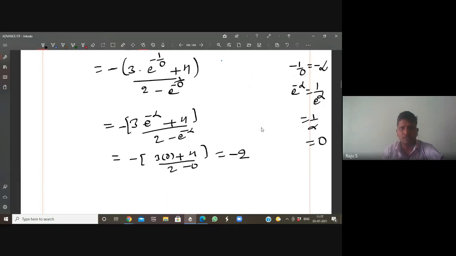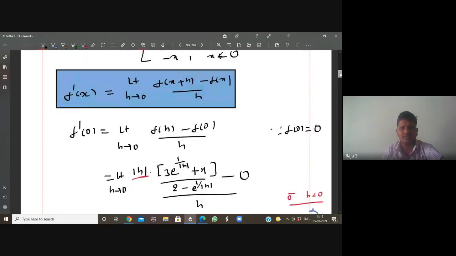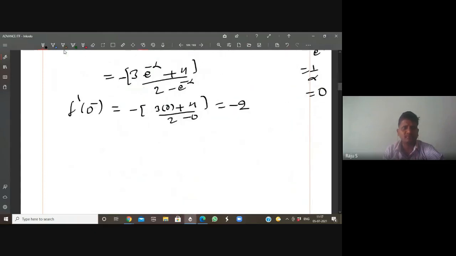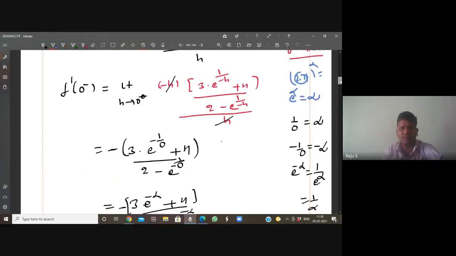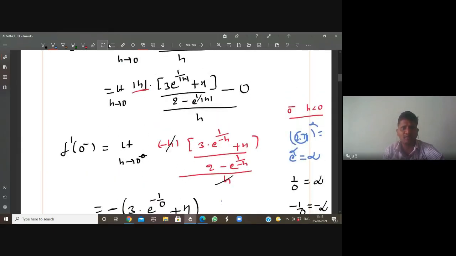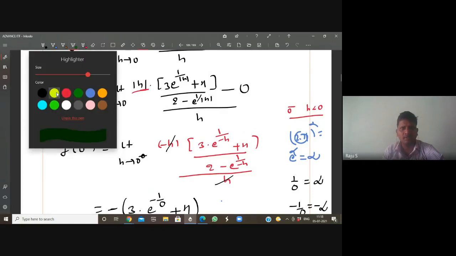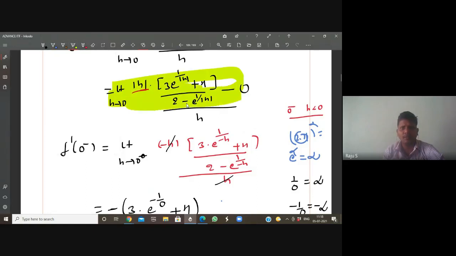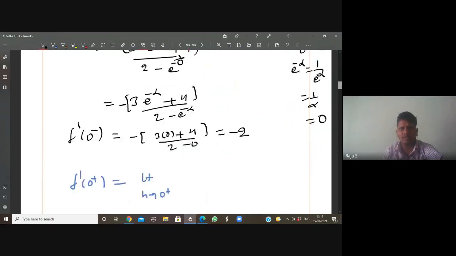Okay, so here this is f dash of 0 minus, the left hand derivative. Then we can find f dash of 0 plus. So f dash of 0 plus is equal to limit h tends to 0 plus. What is the modulus h value? Here we can substitute directly with the help of this equation. 0 plus means h tends to 0.